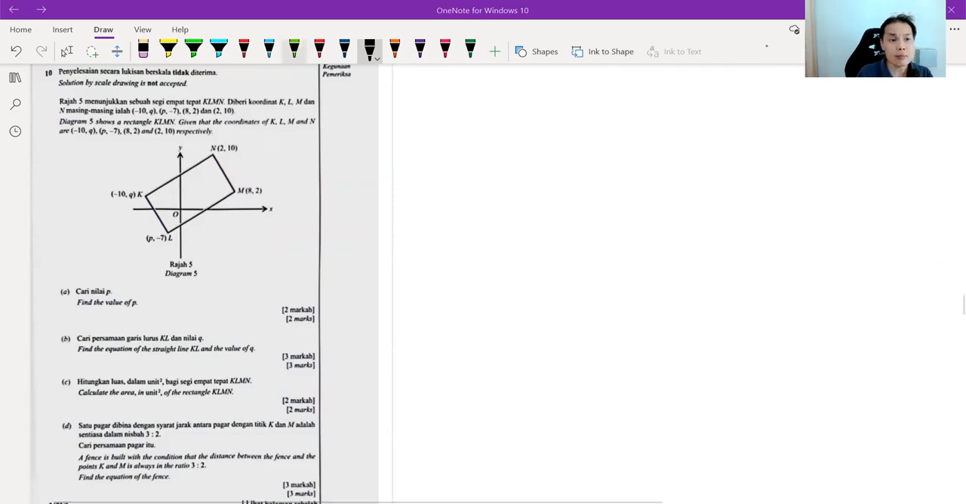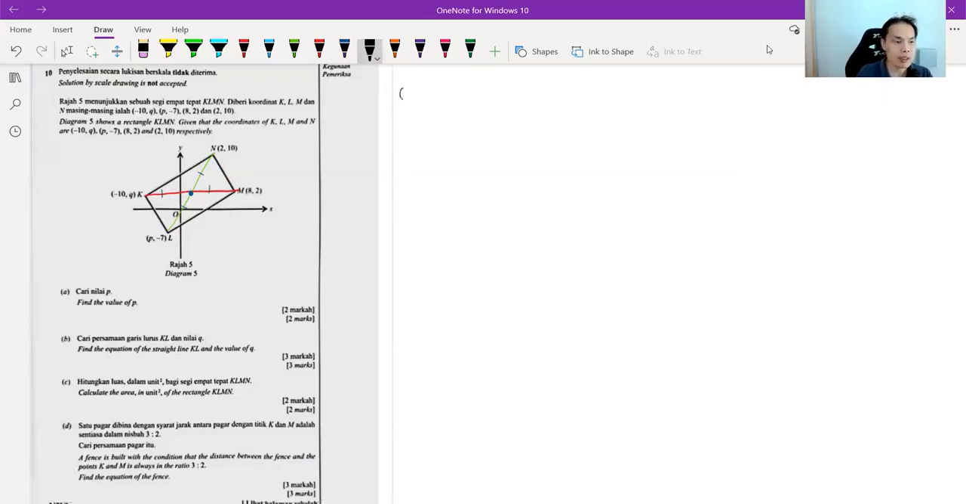Now, notice the first thing about a rectangle. A rectangle is actually a family of parallelogram, that is, the midpoint of the diagonal. Let me draw the diagonal. Yeah, they must be the same. The midpoint of the diagonal is in the middle here. Yeah, the midpoint of KM must equal the midpoint of LN. So I need to find the coordinate point P.